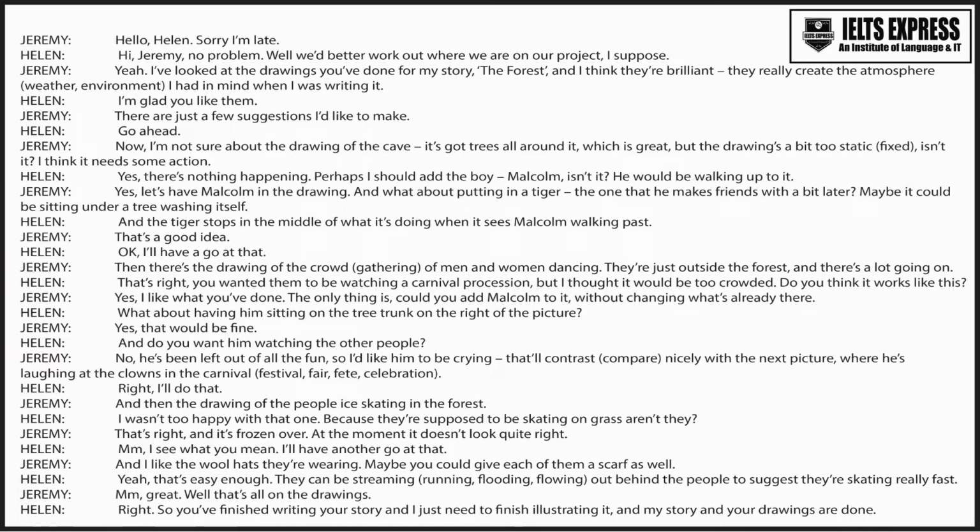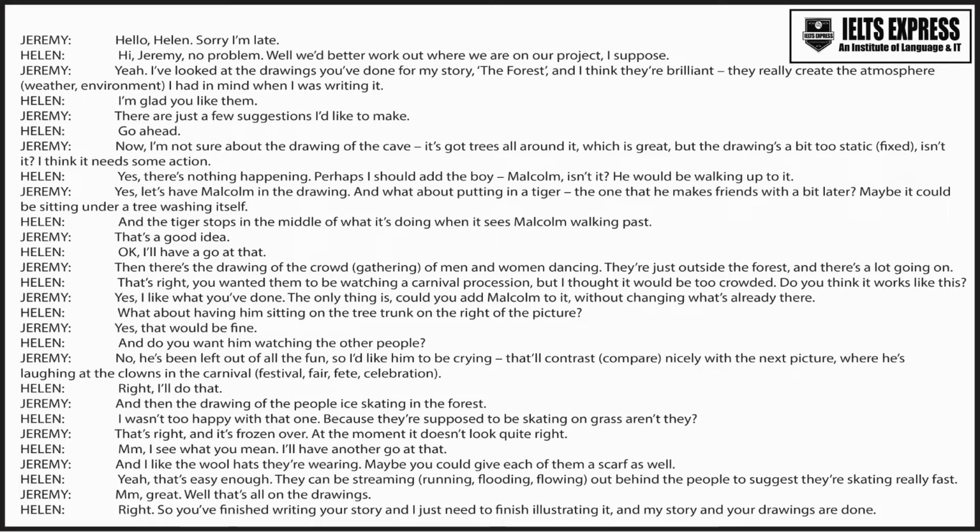Go ahead. Now, I'm not sure about the drawing of the cave. It's got trees all around it, which is great, but the drawing's a bit too static, isn't it? I think it needs some action. Yes, there's nothing happening. Perhaps I should add the boy, Malcolm, isn't it? He would be walking up to it.